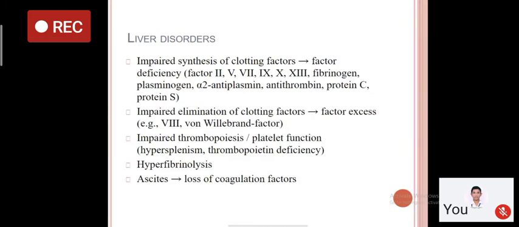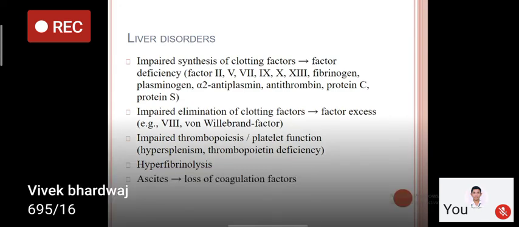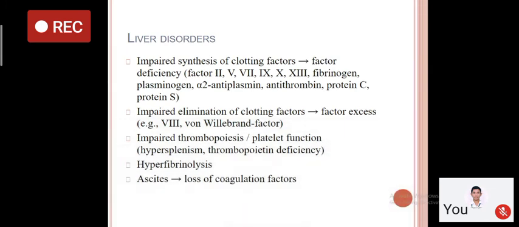In liver disorders, most of these factors are deficient, along with the involvement of fibrinogen, plasminogen, alpha-2 antiplasmin, antithrombin. So both the coagulant as well as the anticoagulant proteins are being synthesized in the liver. So how is this balance being maintained in a patient with liver disease? It will ultimately tell you how the patient presents to you.